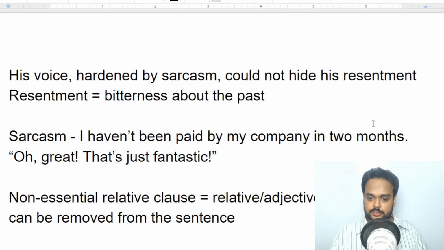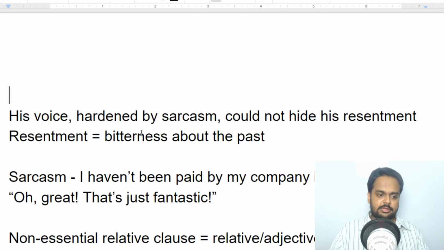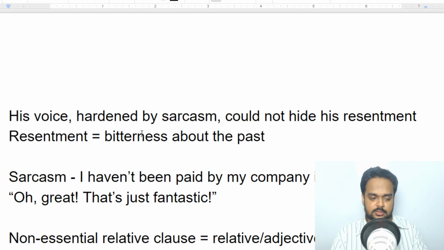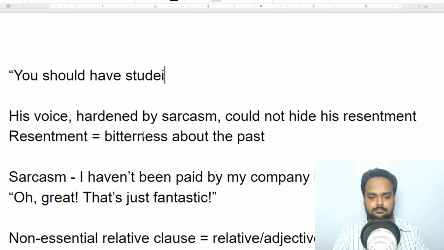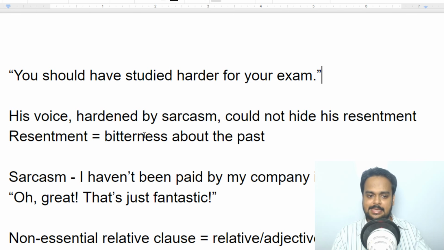Danny asks a question related to the previous discussion. How should we use should have and should have been? Now, should have been is not really different from should have. If you remember this sentence, you should have studied harder for your exam. That means the kid didn't study hard and maybe he failed the exam.